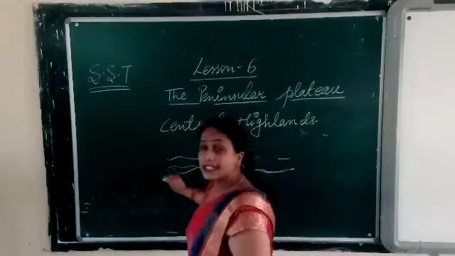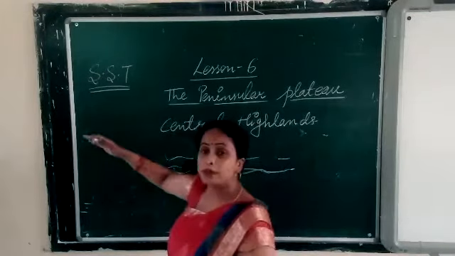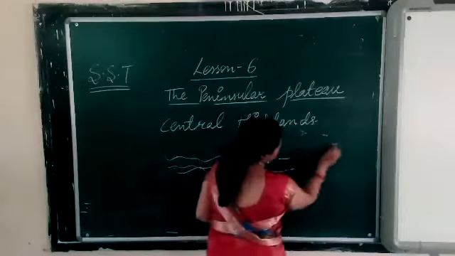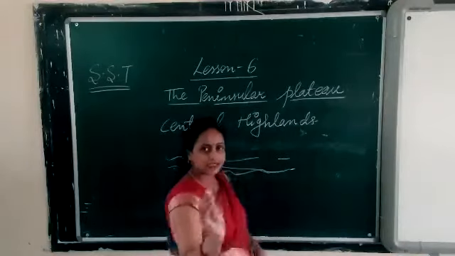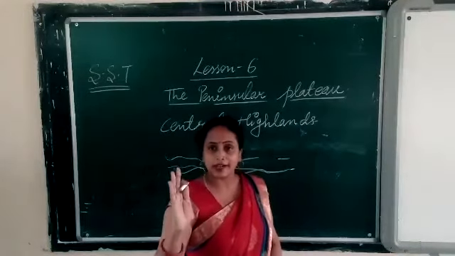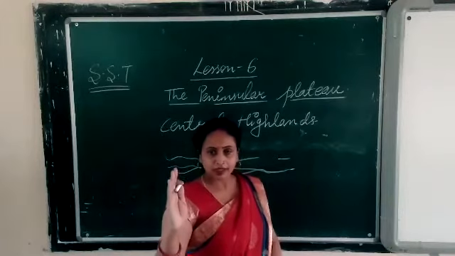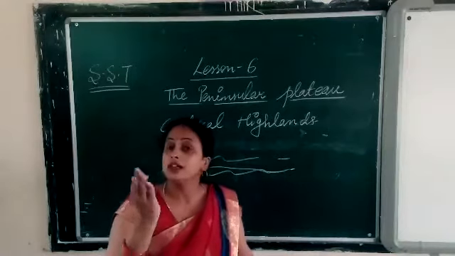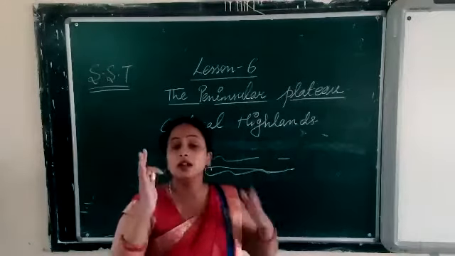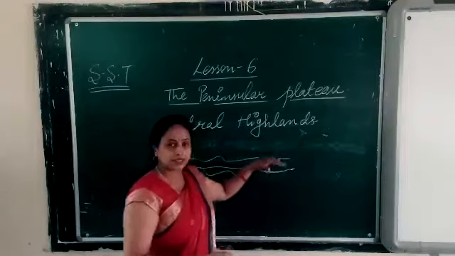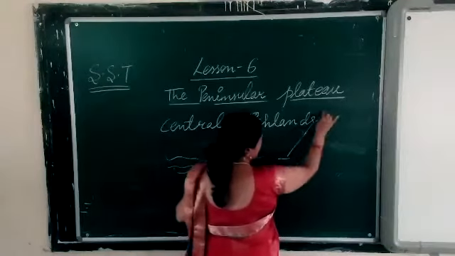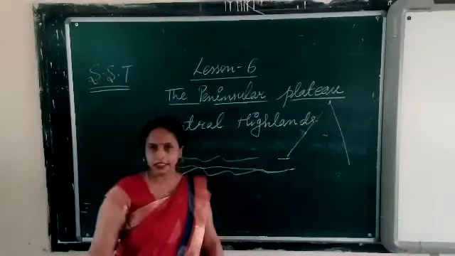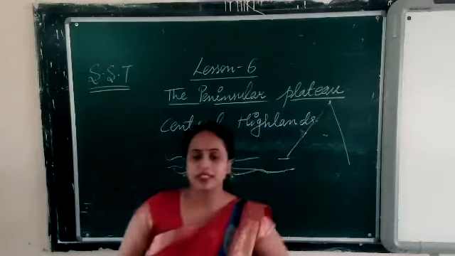Suppose mountains and plateaus are above the sea, on the land. So we measure the height of plateaus and mountains above the sea level. This is 0, and the height of a mountain from here to here we take. Understood? Like this we take it.